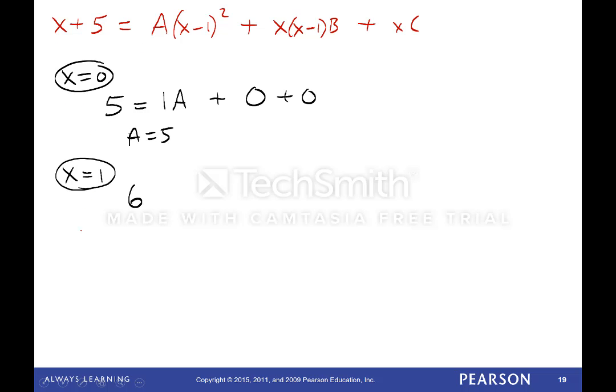1 plus 5 is a 6 on the left. 1 minus 1 is 0, squared becomes a 0. Let's see over here, we get ourselves... ooh, that's going to become a 0 as well, right? Because you got 1 here, but then you got 1 minus 1 over here. So that zeroes out. So really what we have here is a 1 times c. Therefore we know that c equals 6.